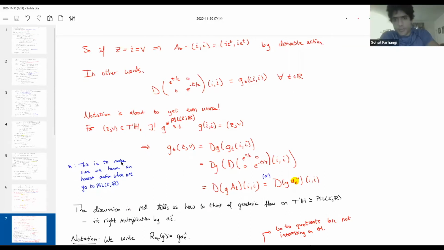So can you repeat how the DG works? You're trying to, like this series of equations, you're saying that to get the geodesic flow at the point Z with tangent vector V, you're applying a matrix to the geodesic flow at the point I with tangent vector I. And intuitively, what is this matrix? The total derivative?